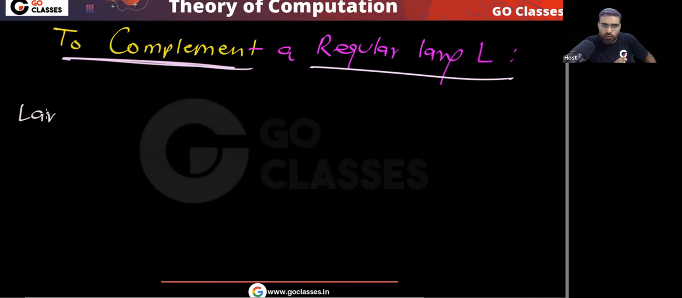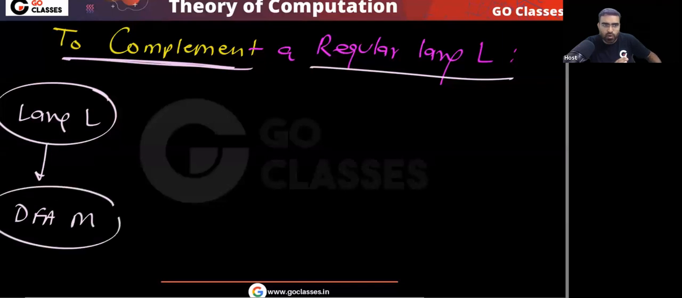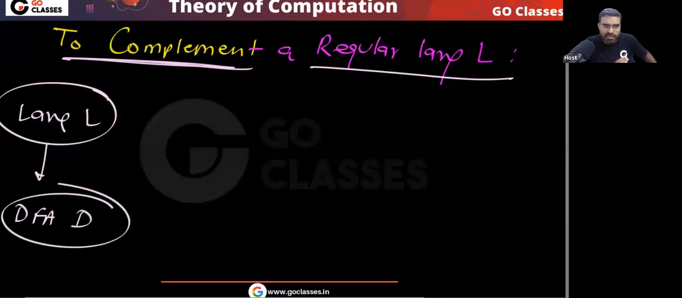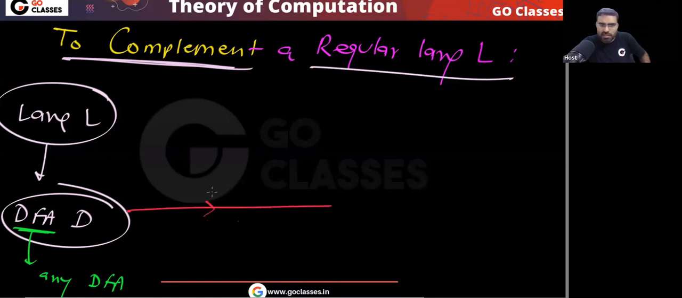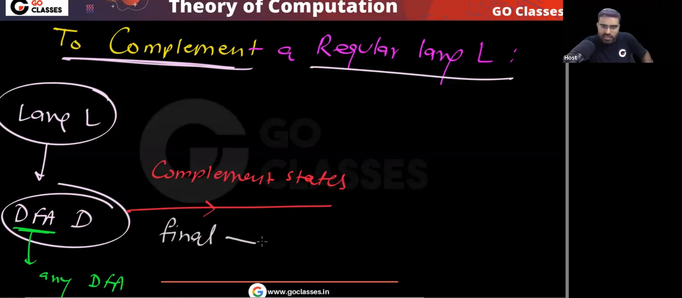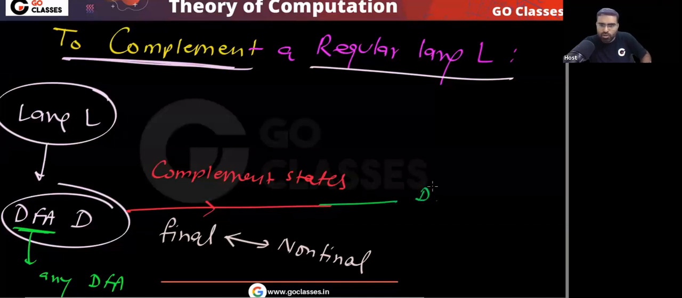So for this language L, you can create any DFA M, or any DFA D. In this DFA, you can complement the states. What does that mean? Every final state, you make it non-final, and every non-final state, you make it final. Like this, you will get a new DFA T.